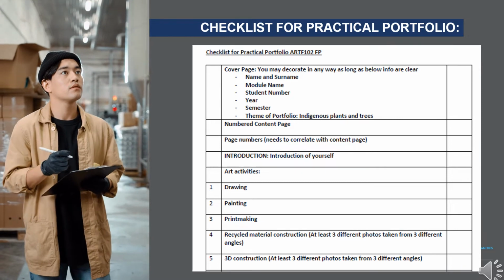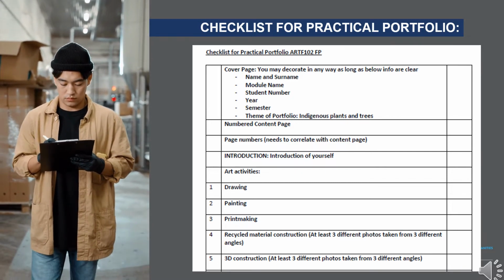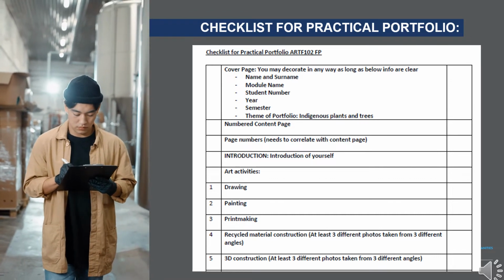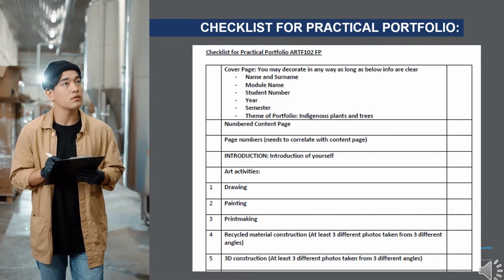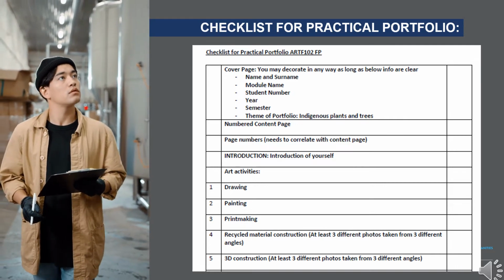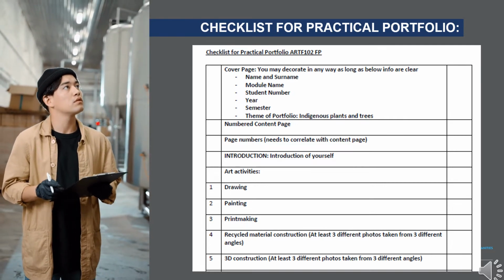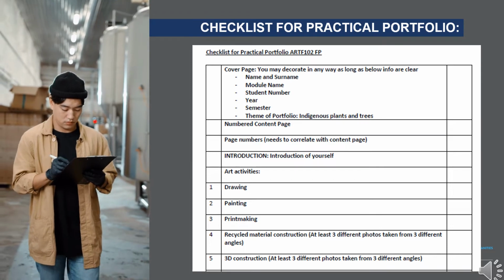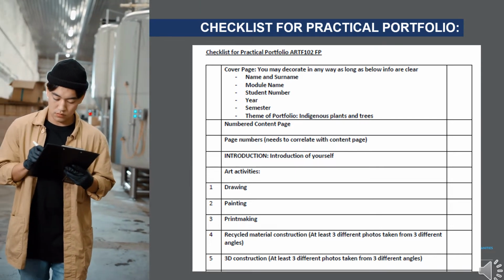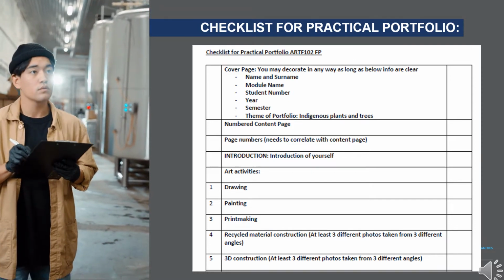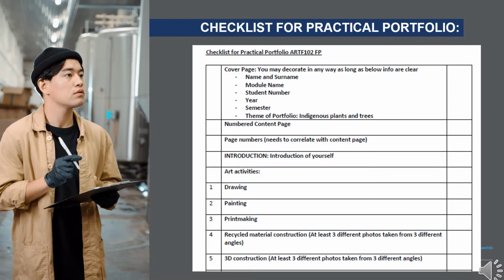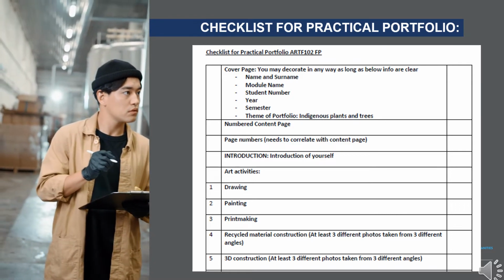Here is a quick checklist for your practical portfolio so that you know you have covered everything. Your cover page and the details for all of that there. Your numbered contents page, including page numbers. Your introduction. Then in order, your different art activities, your drawing, your painting, your printmaking, your recycled material construction, as well as your 3D construction. You may want to pause and just make sure that you have done each of these in the correct order for your portfolio.